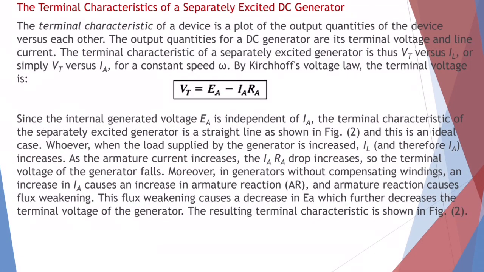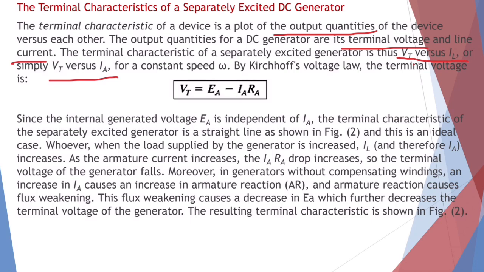The terminal characteristics of a separately excited DC generator. The terminal characteristics of a device is a plot of the output quantities of the device versus each other. The output quantities for a DC generator are its terminal voltage and line current. The terminal characteristic of a separately excited generator is thus VT versus IL, or simply VT versus what? IA, for a constant speed omega.